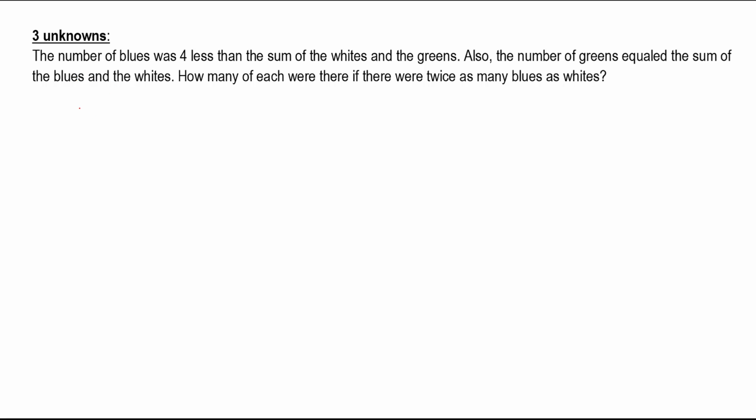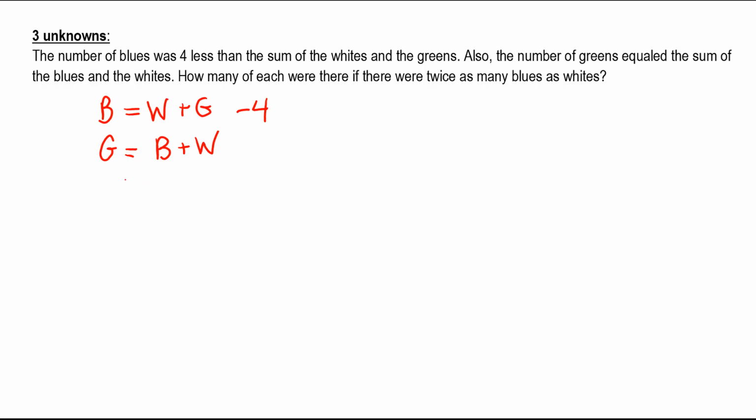So we're just going to write 3 equations for those 3 things. The number of blues equals 4 less than something, so we're going to subtract 4 from whatever that is, and that is the sum of the whites and the greens, so whites plus greens. Then it says also the number of greens equaled the sum of the blues and the whites, so B plus W.